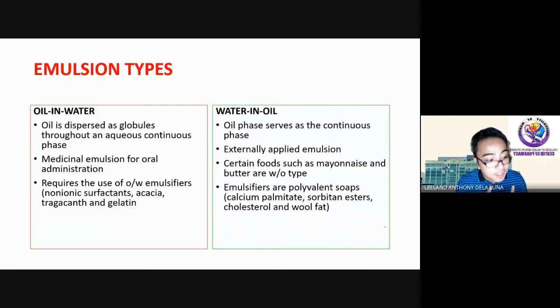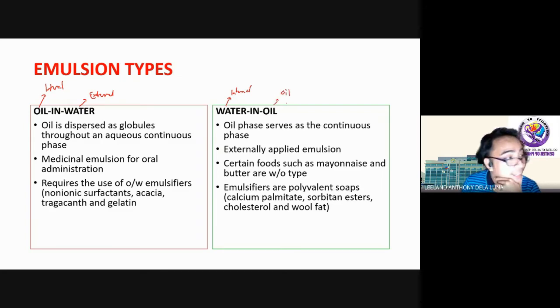Okay, so there are two types of emulsions. Kaya meron tayong three types for suspensions: oral, topical, and then parenteral. For emulsions class, dalawa naman ang uri niyan, either oil in water or water in oil. Sir, ano ang pinagkaiba niyan? Pag oil in water, ang internal phase ko is oil, ang external phase ko is water. So kumbaga, ang solute ko is an oil, ang solvent ko is water. Ang iba naman class, water ang internal phase, while oil ang external phase.